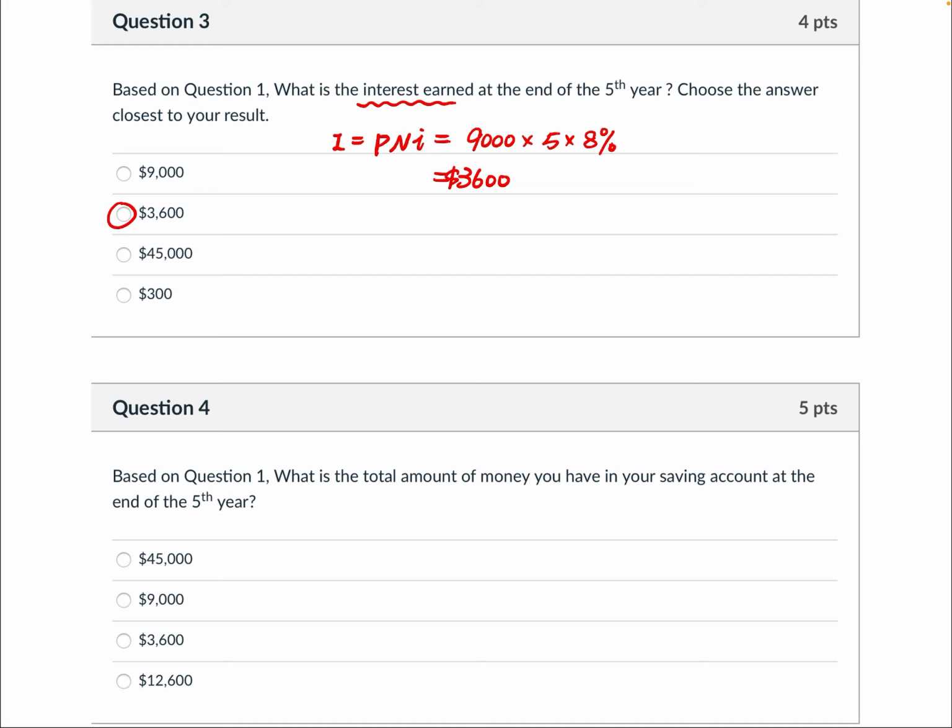But talking about the total savings in your account, that's the total payback. So the total payback will be the interest plus the principal, right? How much you invest and how much you earn under the interest. So the interest is 3,600 plus 9,000, which is 12,600.